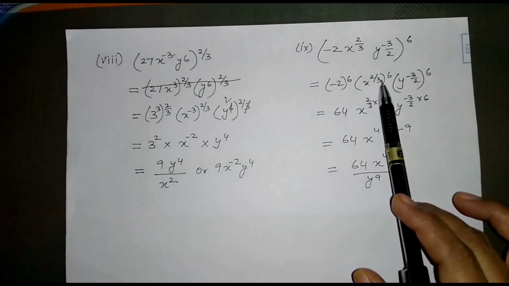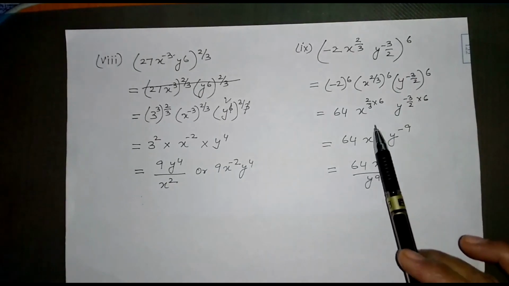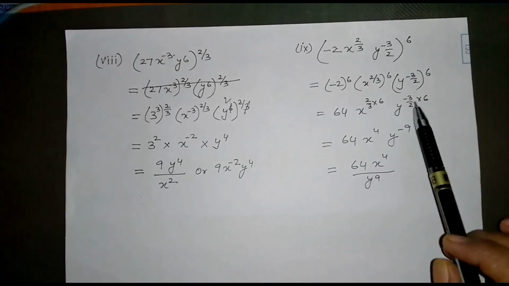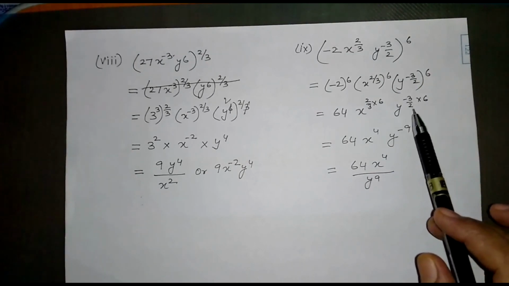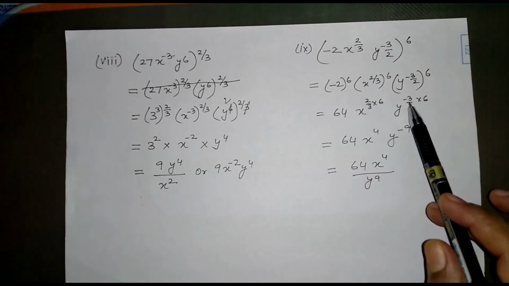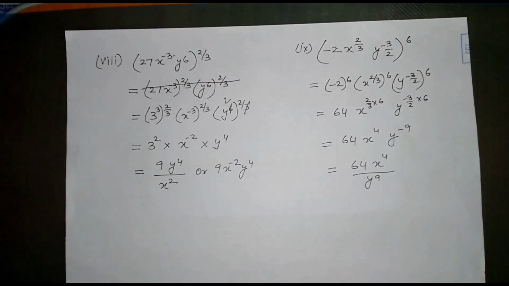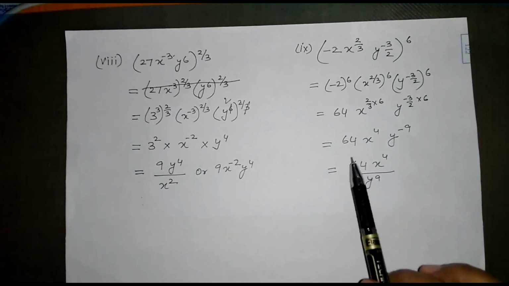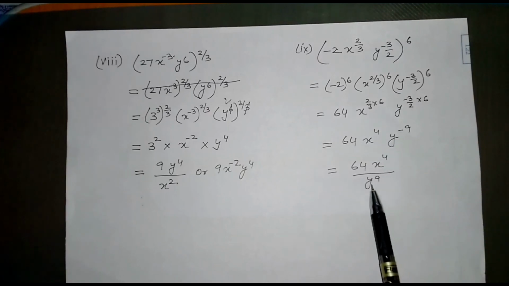2 by 3 multiplied by 6, if we cancel, we have x raised to 4. And here also again minus 3 by 2 into 6, if we cancel, we'll have minus 9 here. This we can take in the denominator and write it as y raised to 9. So final answer is 64 x raised to 4 upon y raised to 9.